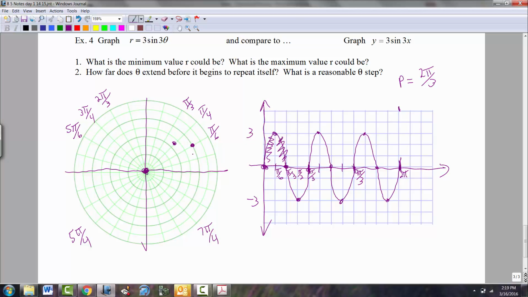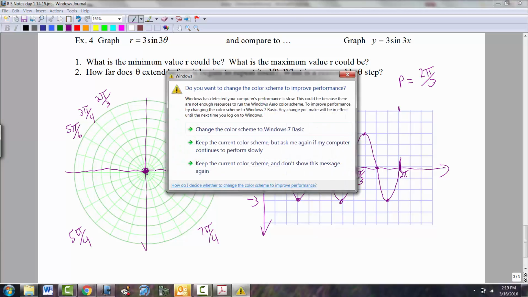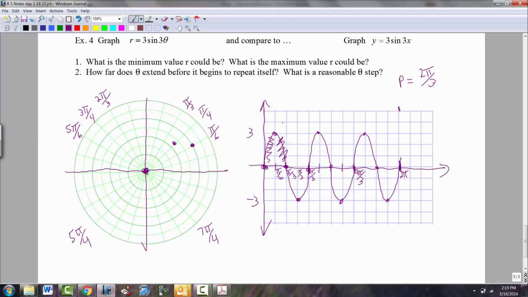But what happened here was anything before pi over 6, all of these angle measures, gave me all these radii values from 0 all the way up to 3. So these angle measures, this real small angle measure close to 0 radians, gives me a radius value very close to 0. And then all the way up to pi over 6, the angle that's really close to pi over 6 gives me a radius value very close to 3.